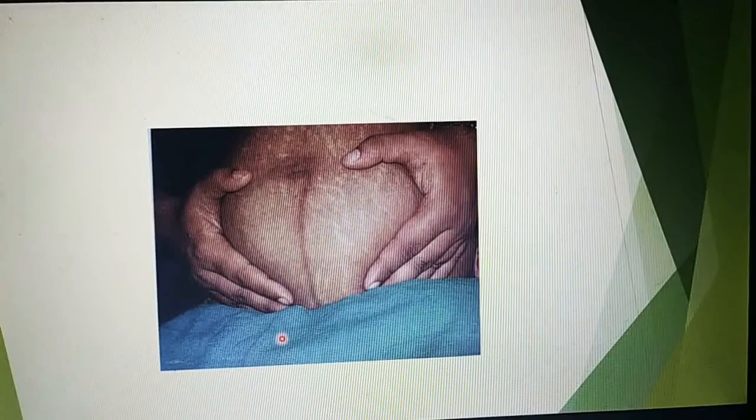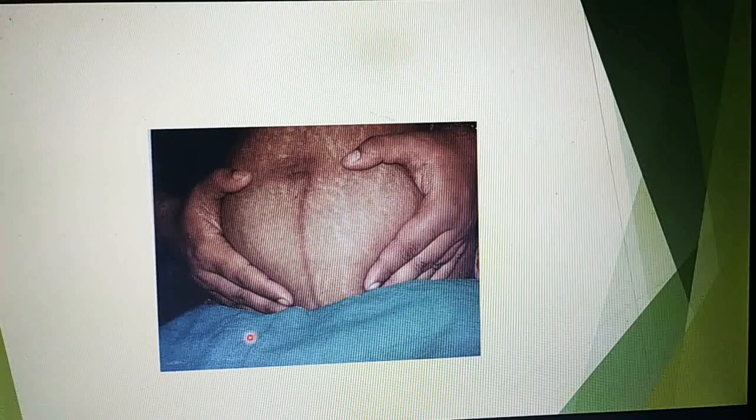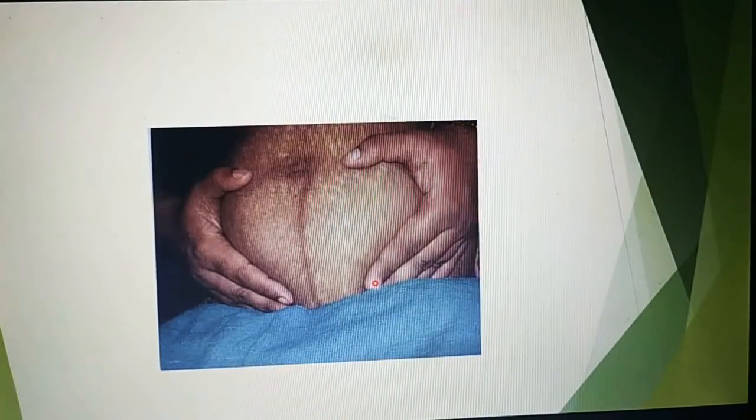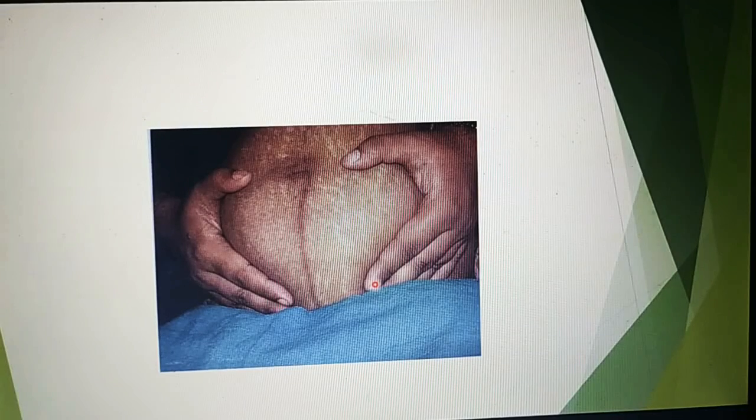And how will you say that head is engaged or not? During third Leopold maneuver, if head can be moved from side to side, that means head is not engaged. If head cannot be moved from side to side, that means head is engaged. If both the sinciput and occiput are palpable, that means head is not engaged. If the poles sinciput and occiput cannot be palpated, that means only one pole may be palpable, that means head is engaged.